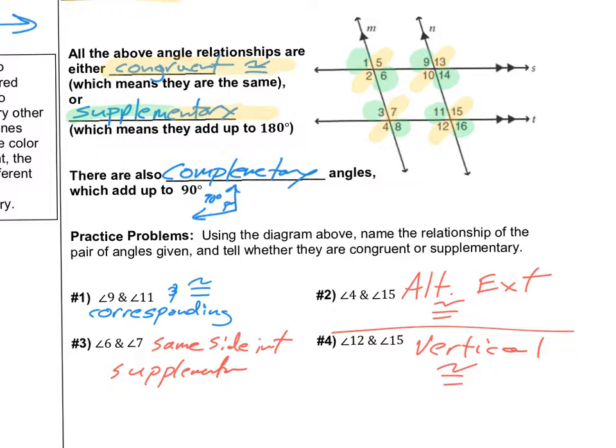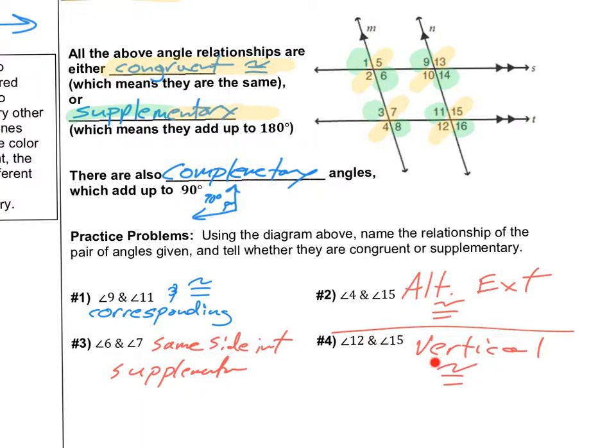Okay, 6 and 7. Look, they're different colors, so we know that they're supplementary. And if you look, they're sharing this line. So this is the transversal, and these now are the two parallel lines. And they're on the inside of those two parallel lines, and they're on the same side of this transversal. So these are same side interior.